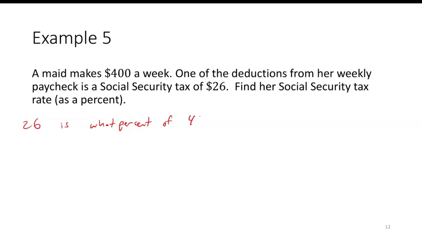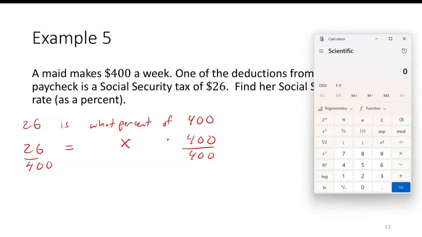Of 400. So as a sentence, 26 is what percent of 400? We'd write that as 26 equals, let's call that x, times 400. And to solve for x, we would divide both sides by 400. So we can go ahead and pull out the calculator. 26 divided by 400 is 0.065. So x is equal to 65 thousandths, or as a percent, that's 6.5%.